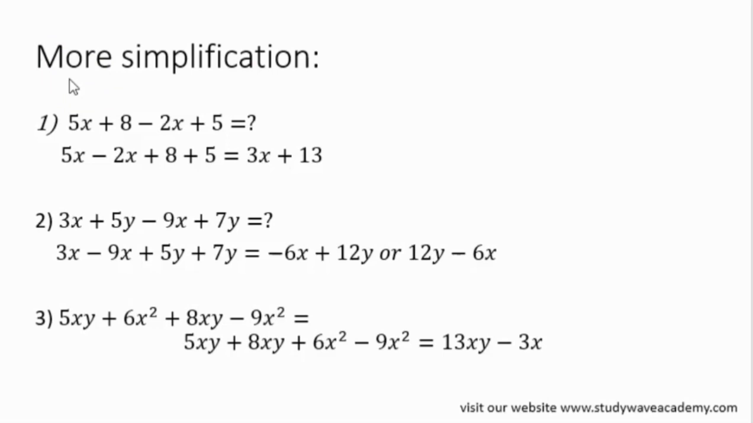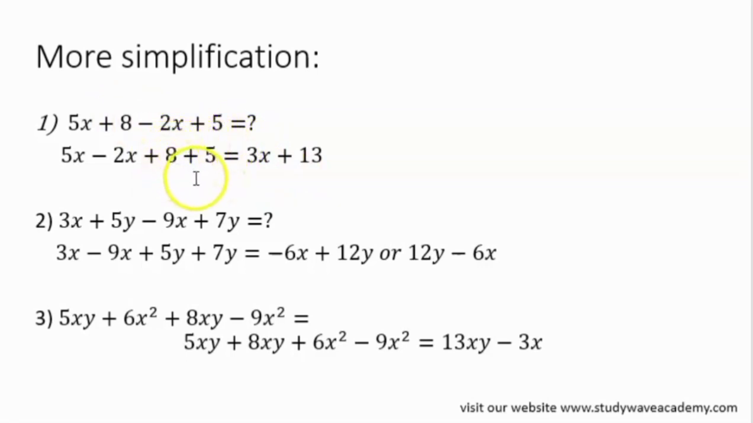We'll first of all take common numbers and variables that look the same. We have 5x here and we have 2x here, so we will bring them together. We write 5x minus 2x. We take the sign in front of the number. So we write 5x minus 2x plus 8 plus 5, because 8 and 5 don't have variables, so they come together.